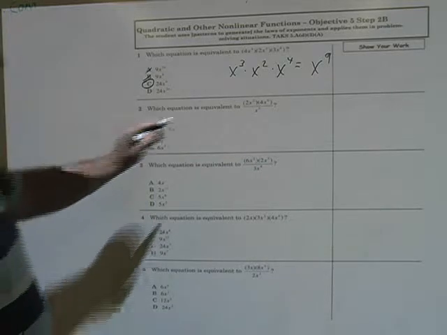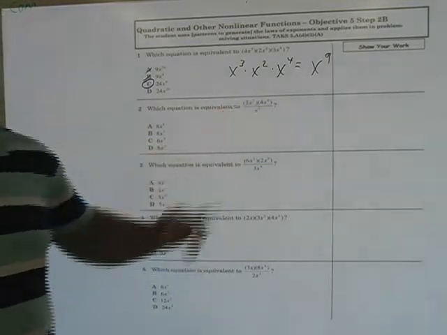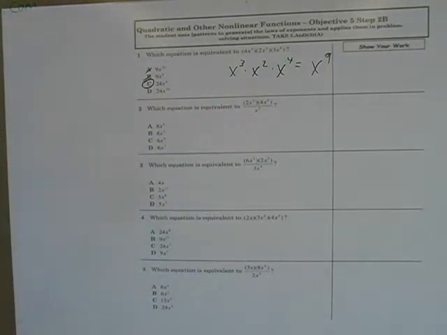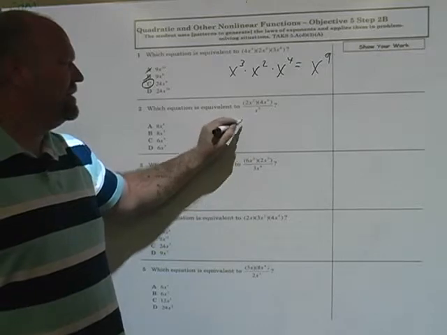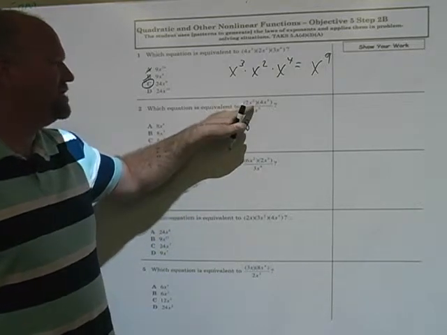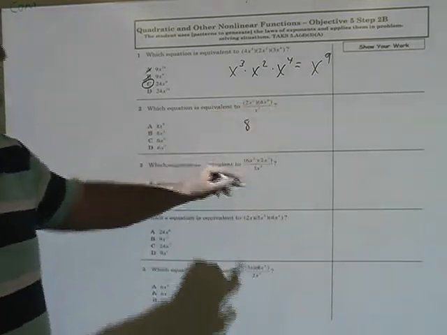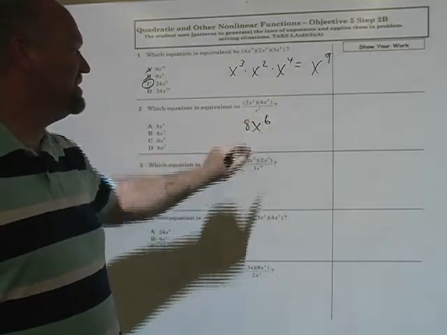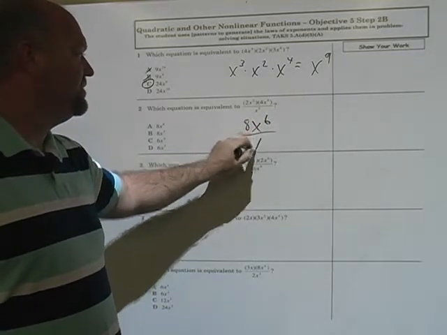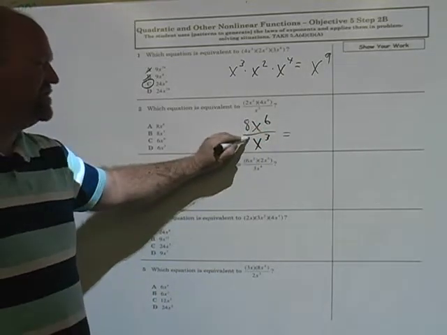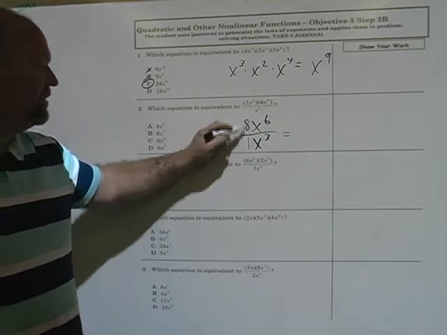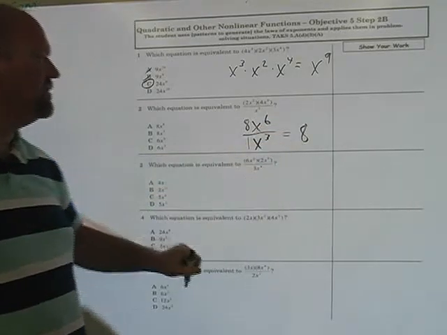Okay. Number 2. 2 times 4. Go ahead and stop the tape if you want to work these on your own. I'm just going to go through these. 2 times 4 is 8. x squared times x to the fourth is x to the sixth over x cubed. Remember, this is like a 1, so 8 over 1 is 8.